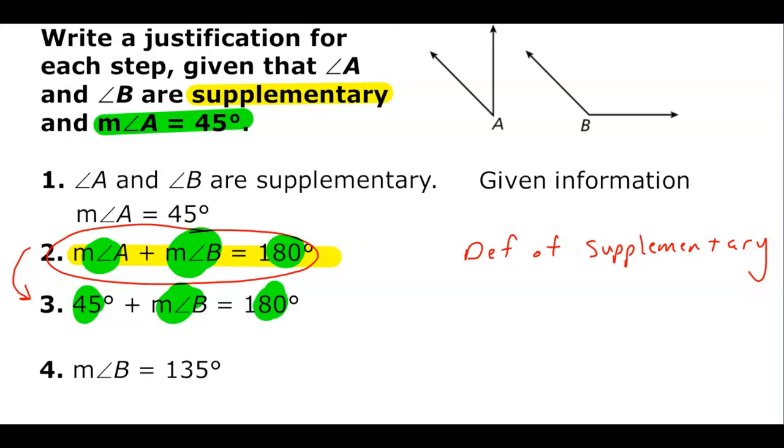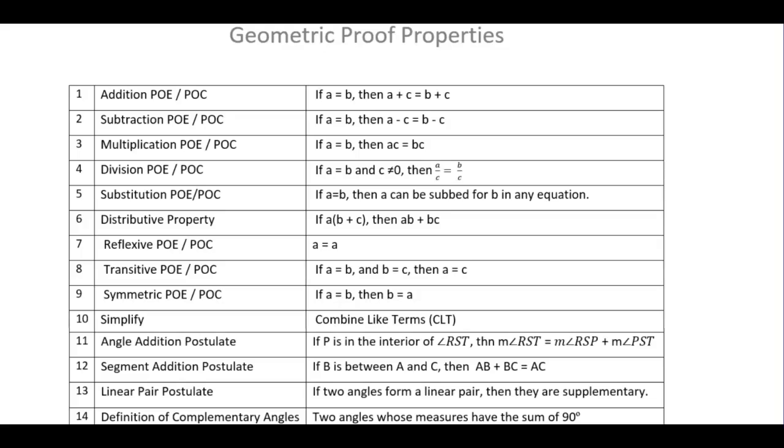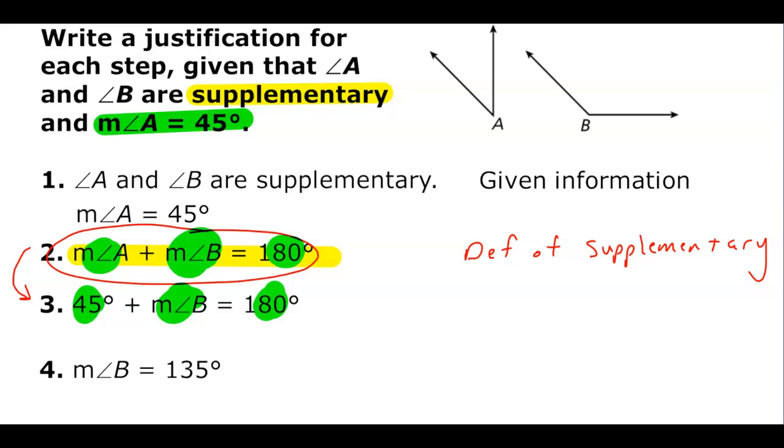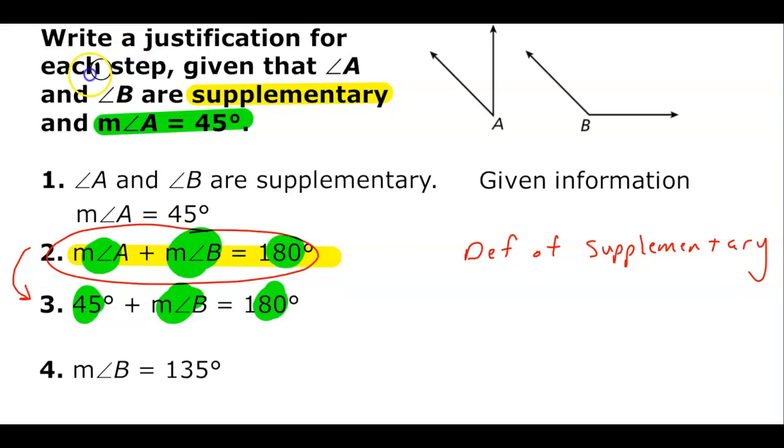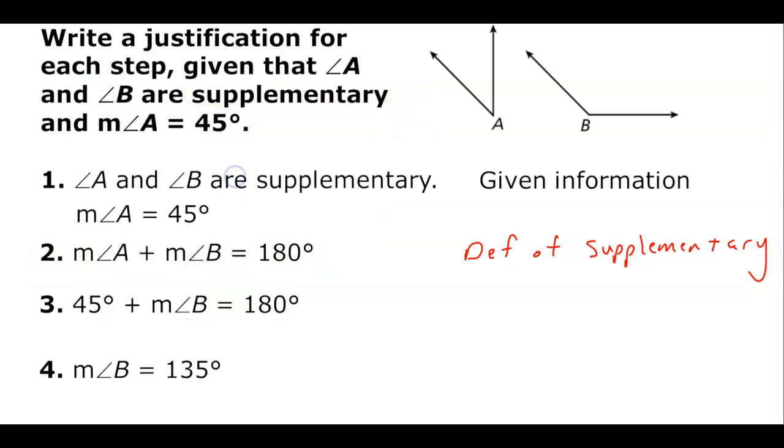So that is actually our substitution property. If we know that two things are equal, we can substitute one in for the other at any point. So if I know that the measure of angle A is 45 degrees, then instead of writing the measure of angle A, I can write 45 degrees at any time. So that is the property of substitution.